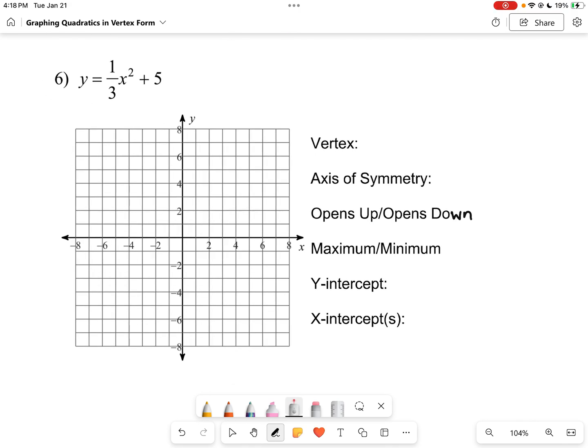So technically, do you see how there's no parentheses? I didn't subtract an h or add an h. It's just x squared, kind of like my original parent function. So that just means I'm not moving left or right. There's no horizontal movement. That's all it means. But you see how I have that number at the end that comes after the squared? That is my vertical movement.